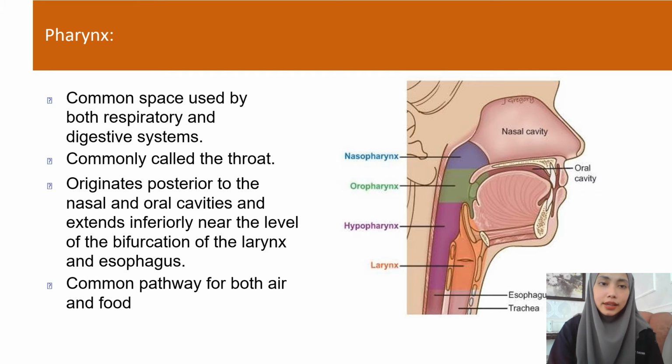For the pharynx, it is a common space used by both the respiratory and digestive systems. It is commonly called the throat, originates posterior to the nasal and oral cavities and extends inferiorly to near the level of the bifurcation of the larynx and esophagus. A common pathway for both air and food.